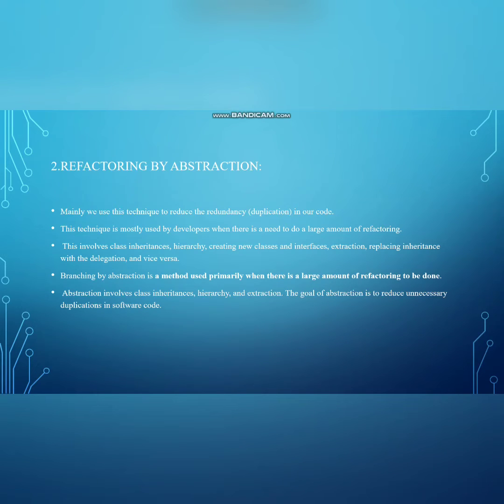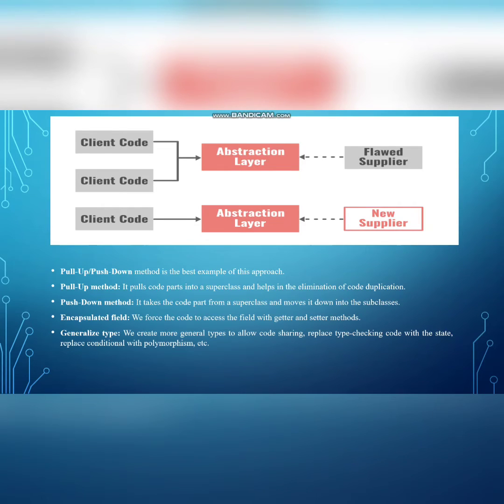Second is refactoring by abstraction. Mainly we use this technique to reduce the redundancy in our code. Branching by abstraction is a method used primarily when there is a large amount of refactoring to be done. Abstraction involves class inheritance, hierarchy, and extraction. The goal of abstraction is to reduce unnecessary duplication in software code. Here is a diagram in which client code goes to an abstraction layer. The pull-up method is the best example for this approach.